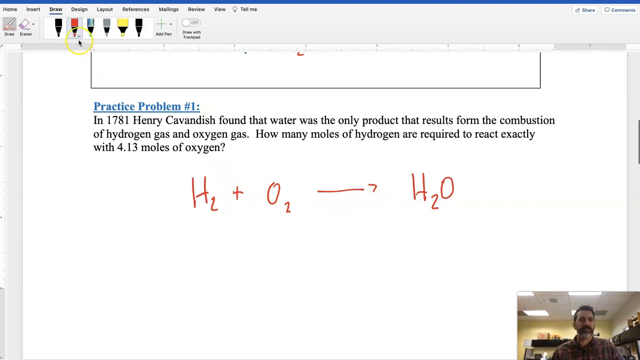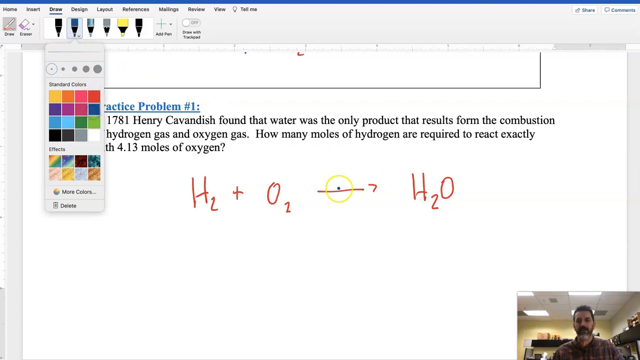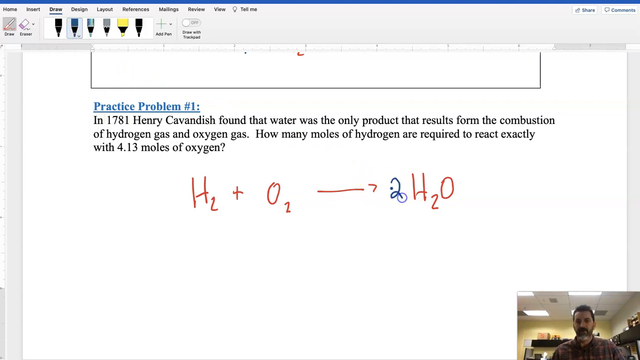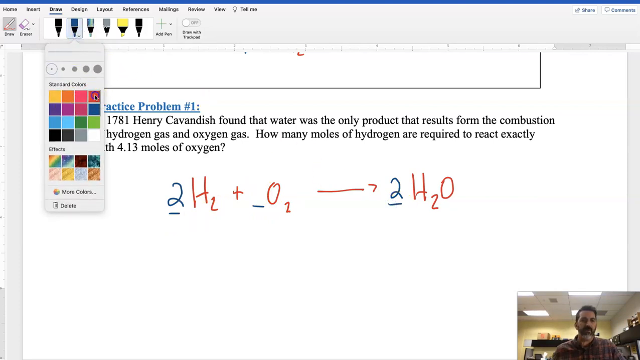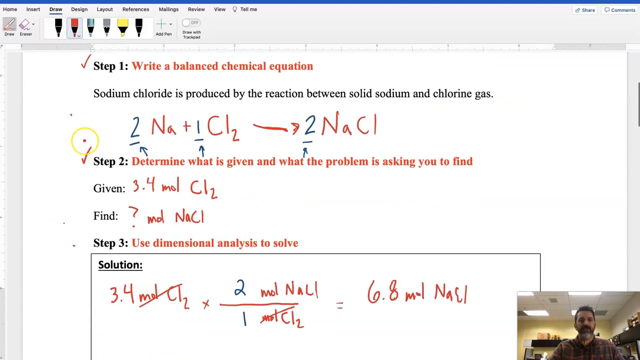Now, again, I'm going to balance the equation, but I'm going to use a different color just to show what this mole ratio looks like. So there's a 2 there, there's a 2 there, and again, there's an understood 1 in front of the oxygen. Okay, so step 1, get the balanced equation, check.